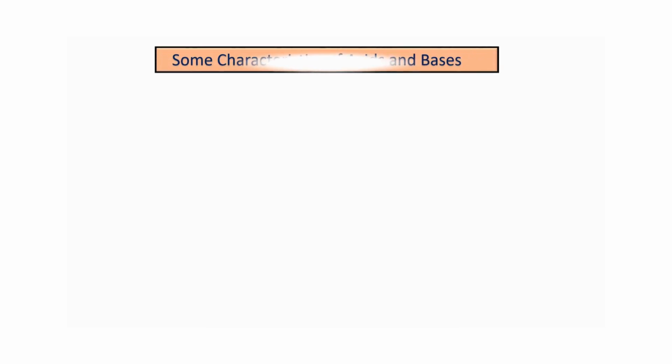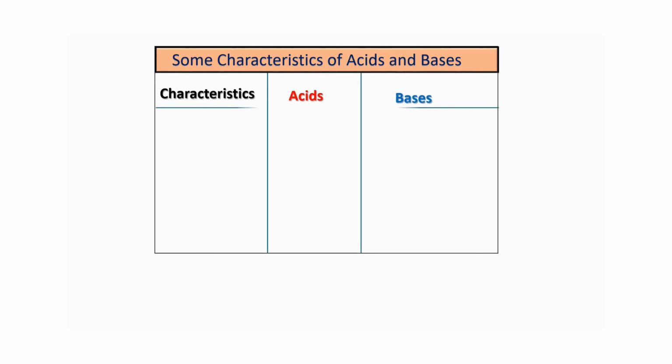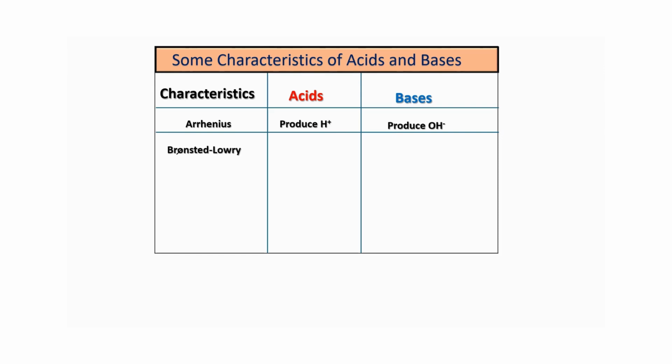Let's finish our presentation by talking about some characteristics of acids and bases. So let's look at some properties of acids and bases. As we have learned, Arrhenius says that an acid produces hydrogen ion in solution, H+, whereas a base produces hydroxide ion in solution. Bronsted-Lowry, on the other hand, says that an acid is a proton donor and a base is a proton acceptor.